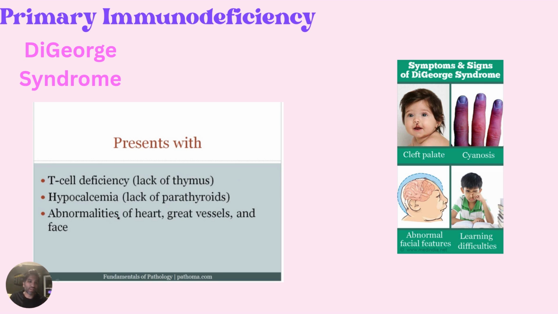They could have cognitive delay, learning difficulties, and cyanosis. I believe that's referring to the abnormalities of the heart and great vessels in that photo as well. Okay, so embryological plus immunodeficiency. So unfortunately, this is something a lot of pediatricians will have to deal with.